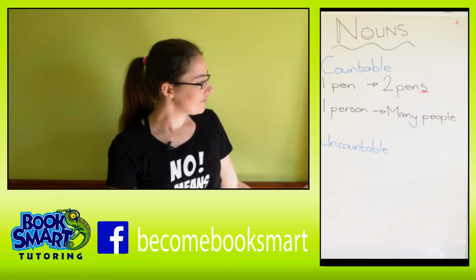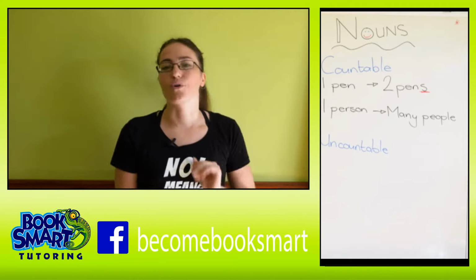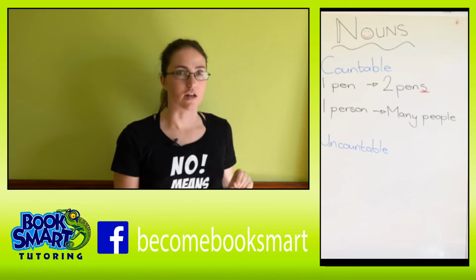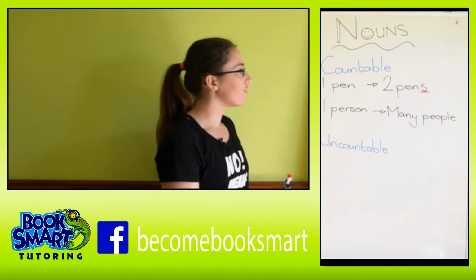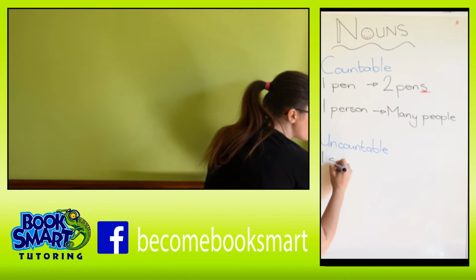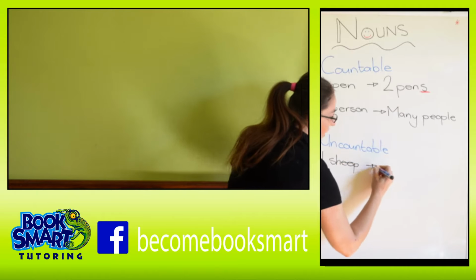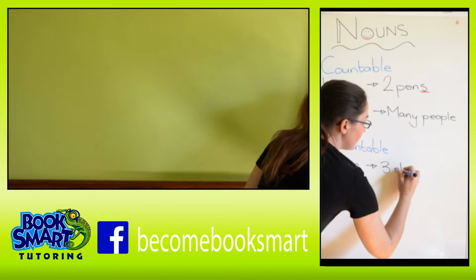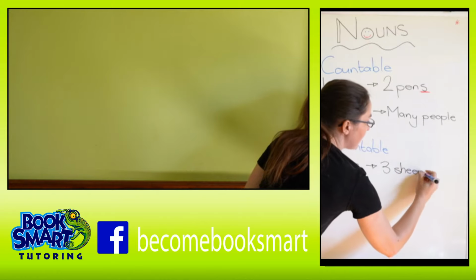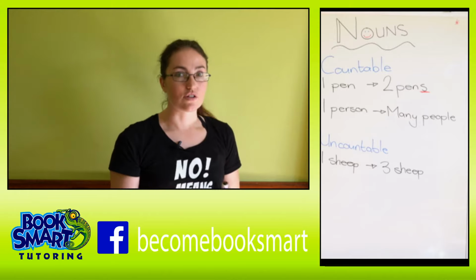Now, uncountable nouns are nouns that just by looking at the word, you don't know how many there are because they do not change. So for example, if I look at the word sheep, I could have one sheep, but I can also have 3 sheep. I do not say 3 sheeps with an S at the end. The word doesn't change.